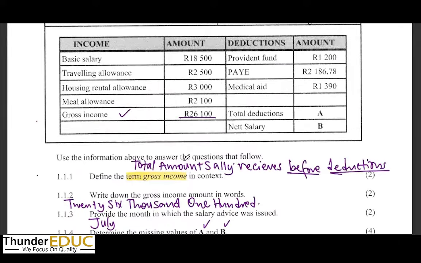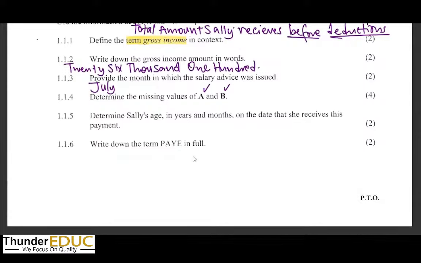Determine the missing values of A and B. A is the total deduction, so simply meaning we are going to add all these values. When you add all those values, A became 4,776 rands, 78 cents.